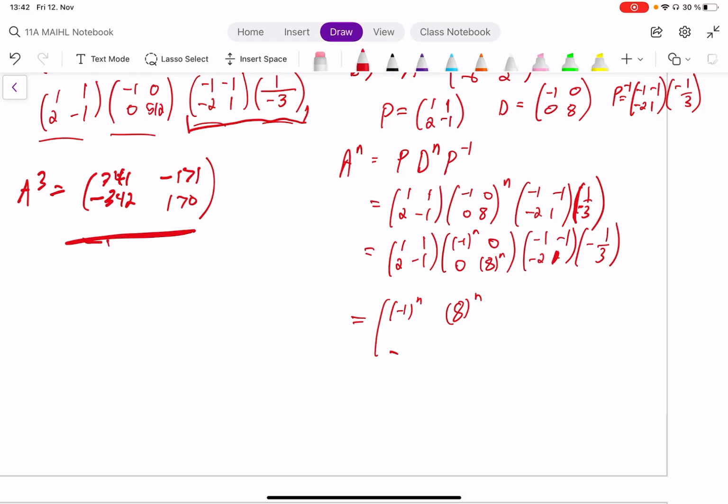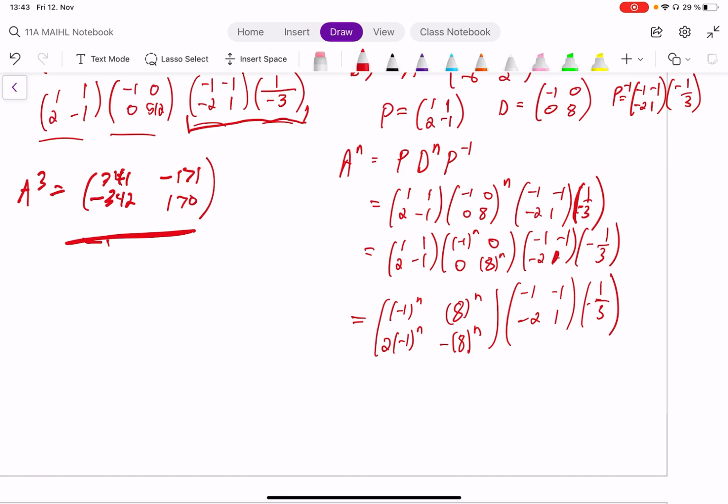And then to find the entry down here, it's the second row times the first column. So 2 times negative 1 to the n, plus negative 1 times 0, which is 0. And then the last one is row 2 times column 2. So 2 times 0, which is 0, and then negative 1 times 8 to the n. So it's negative 8 to the n. And so that's times our negative 1, negative 1, negative 2, 1, times our negative 1/3. So now we want to multiply the next two matrices together.